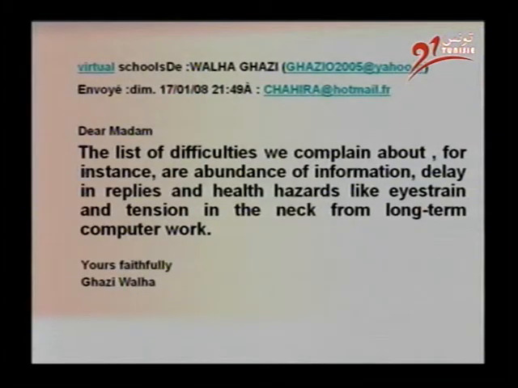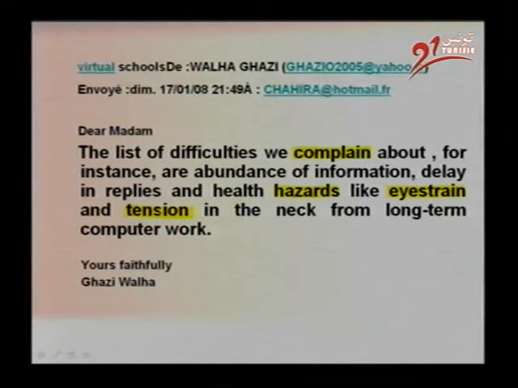Now, Ghazi sent this email to express his opinion. And what I'd like you to do now is to do the same thing as I've done earlier. Try to find the key words or the words he relied on to express his opinion, and try to find the right justification. The first one, we have the word complain, to complain about something. And is there another word that's going to help me find the right attitude? We find the word hazards, eye strain, and we find also the word tension.